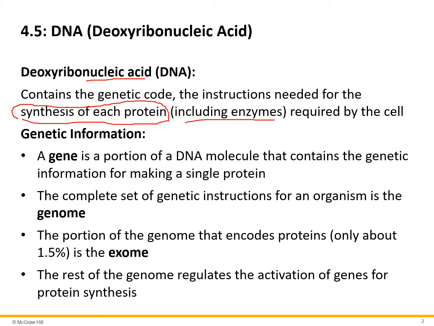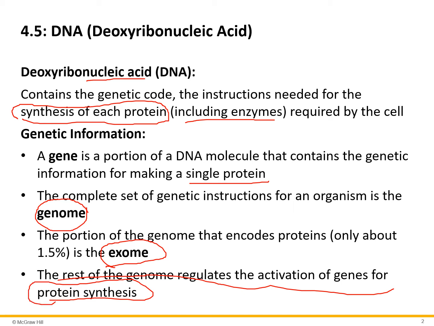Now, the gene is the portion of DNA that is the genetic code for making a single protein. And if I look at all of them together, we call that the genome. Now, the portion of the genome that encodes the proteins, it's only about 1% of it, is the exome. Now again, that means there's a whole bunch of it that is different, and we won't get into that, but as it says, the rest of the genome regulates the activity of genes for protein synthesis. Again, what it's saying is there's the recipe, and it decides which cells make which recipe, basically.